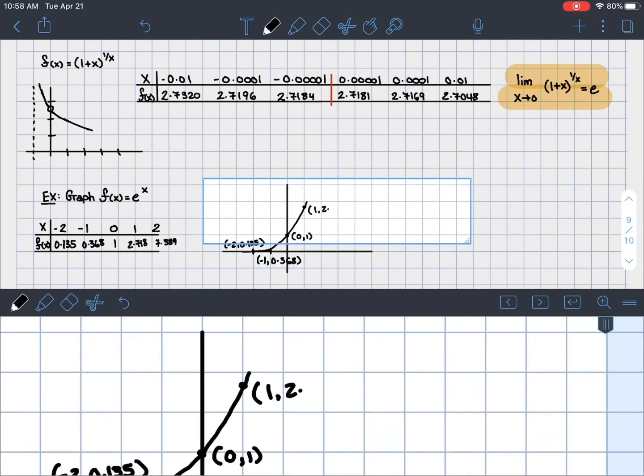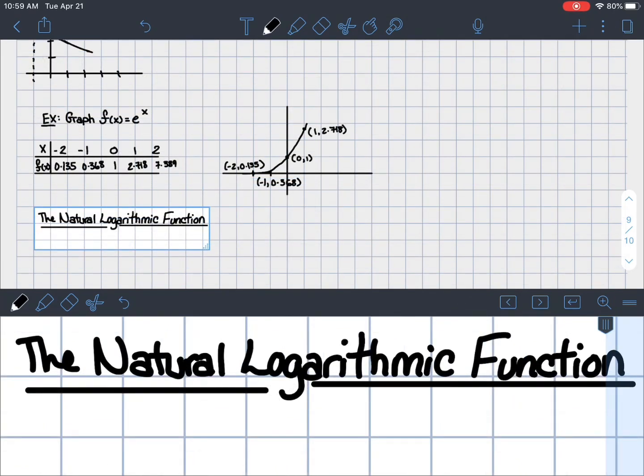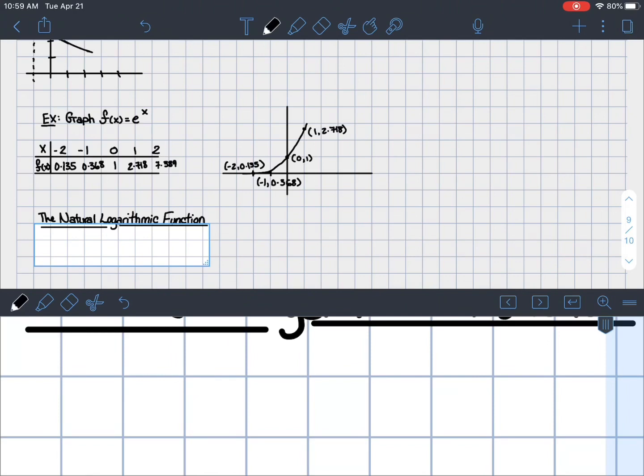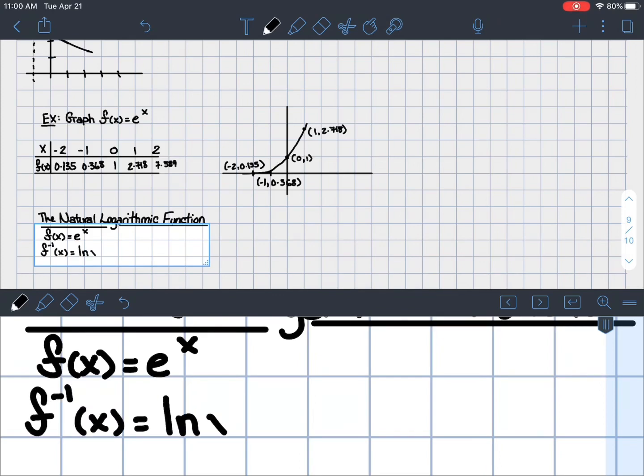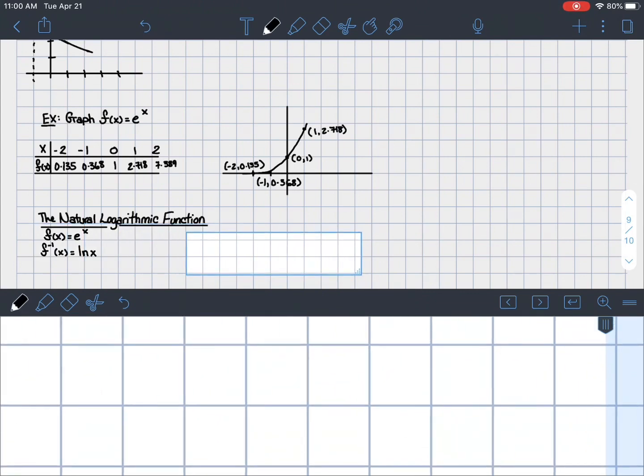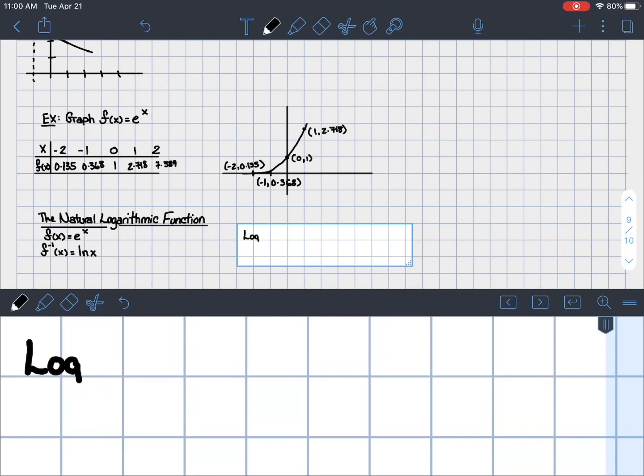E to the x and its various forms is a very important graph in mathematics. So let's talk about undoing that graph. Let's talk about the inverse, the natural logarithmic function. When we have a logarithm whose base is e, we have a special way to write that to denote that this is base e. We call it the natural log, and we instead write it as ln of x instead of log of x.